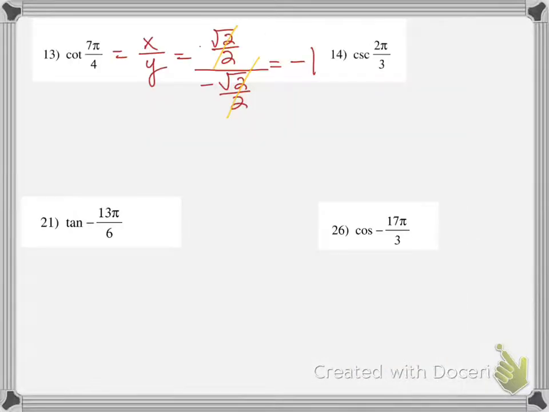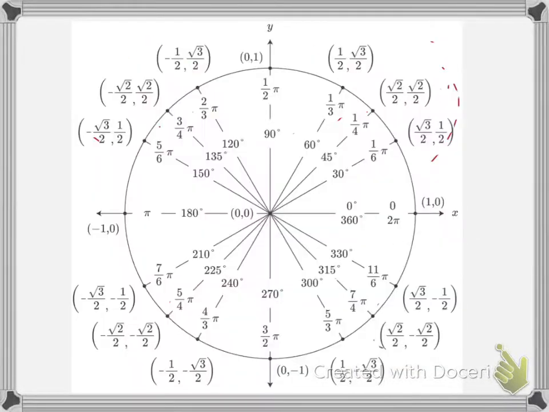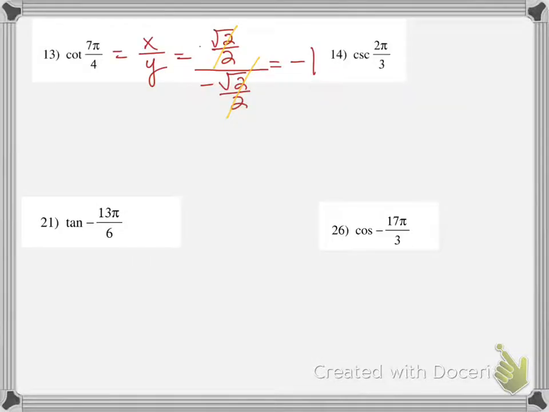Where was I? We were doing cosecant of 2 pi over 3. So 2 pi over 3 is right here. Cosecant is related to sine, and sine is our y. So cosecant will be related to y as well. Cosecant literally means find the reciprocal of sine. Okay, that's literally what it means.